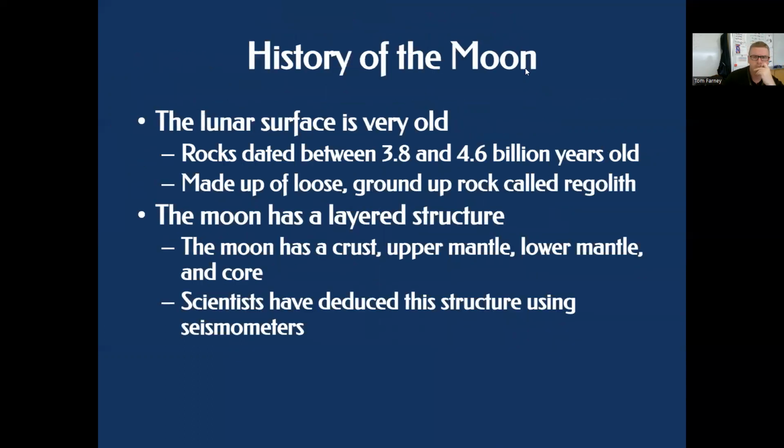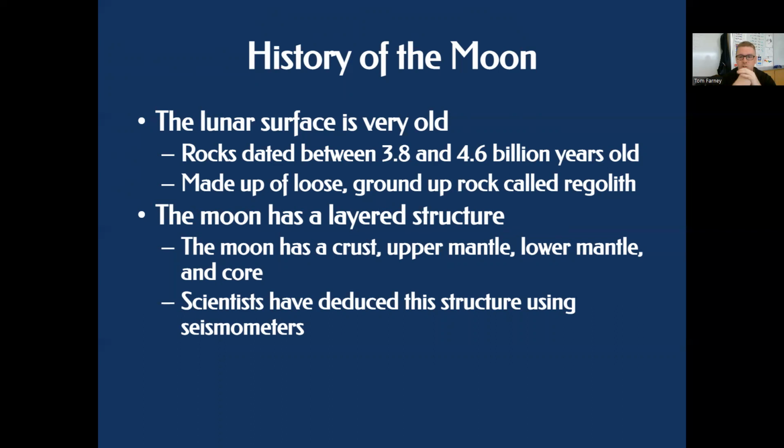It's very unique. Here's a very brief history of the moon. I know we're going to cover some articles in class about space travel and stuff like that, but specific to the moon, the lunar surface is very old. Rocks that we have collected from the Apollo missions that landed on the moon and that we've brought back have been dated to be between 3.8 and 4.6 billion years old. It's made up of loose, ground up rock that we call regolith.